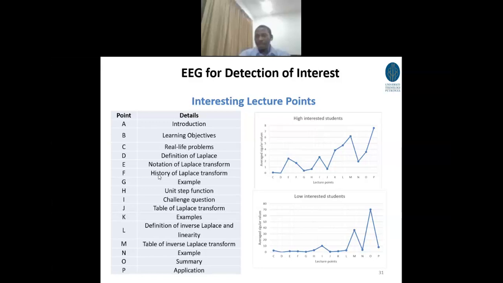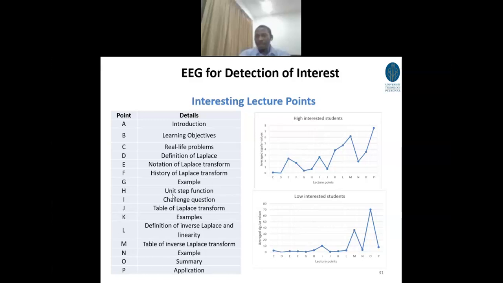Another point that was highlighted is the history of Laplace transform. Even the students who are not particularly interested in Laplace transform, when you start talking about the history, what the different stages were until we got this transform, then some got attracted. I mean, the interest is developed.